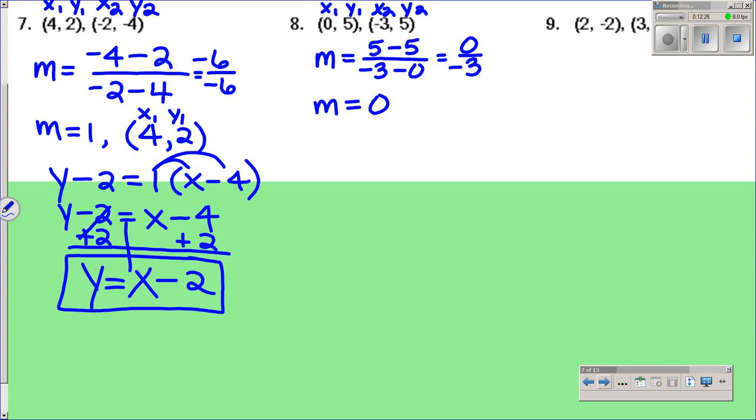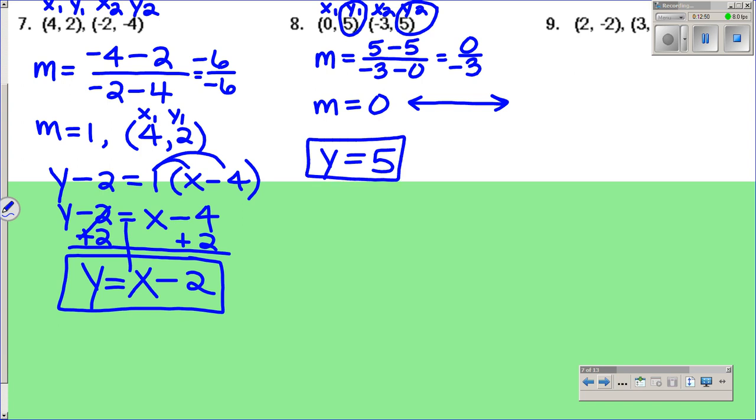And remember, a line that has a slope of 0 is a horizontal line. A horizontal line intersects the y-axis, so we only need to know the y-coordinates. And if you notice, both points have the same y-coordinate, a y-coordinate of 5 and a y-coordinate of 5. So our equation is y equals 5.